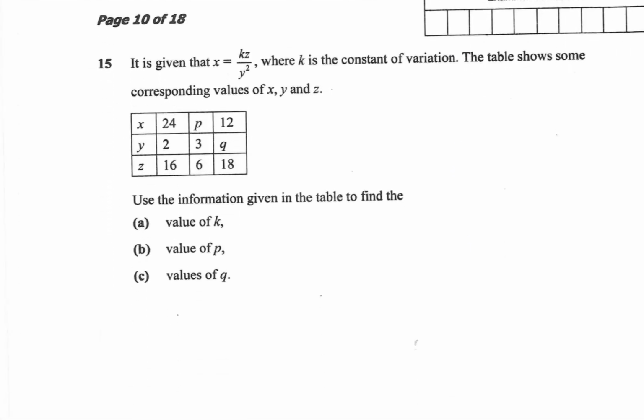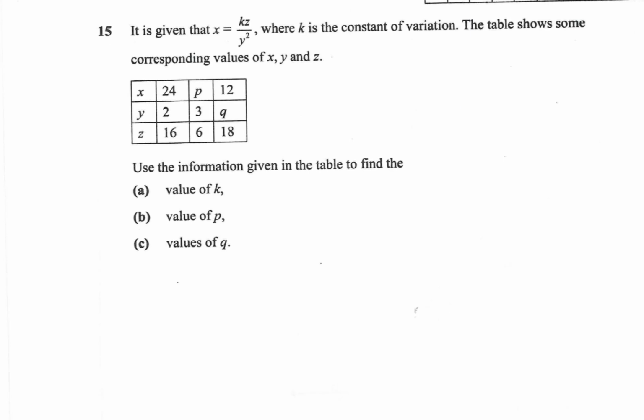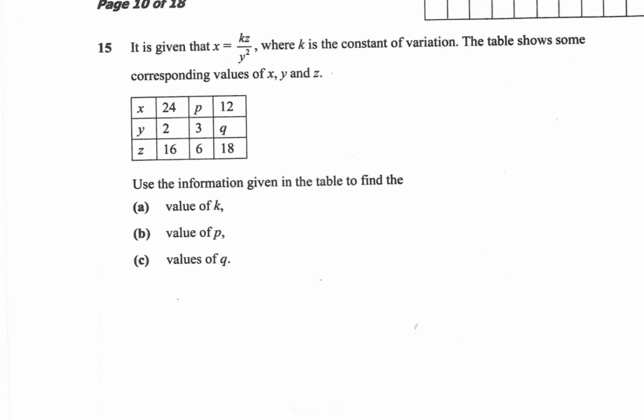All right, let us look at question 15, that is on variation. It is given that x is equal to kz divided by y squared, where k is a constant of variation. The table shows some of the corresponding values of x, y, and z. Using the information given in the table, find the value of k, which is the constant of variation. So we are given already the formula that connects these three. So it's x is equal to kz.